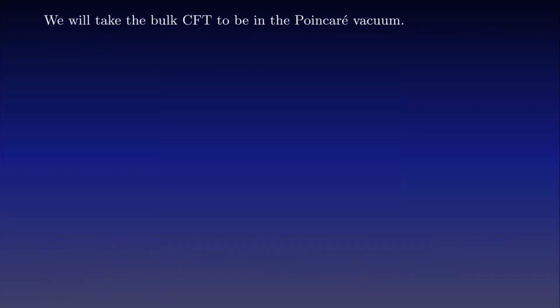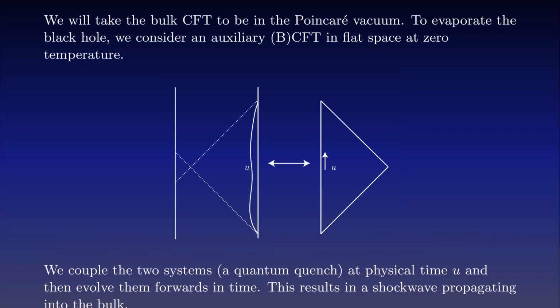So very qualitatively, how do we evaporate this black hole? I'm going to take the bulk CFT to be the Poincare vacuum. And to evaporate the black hole, we're going to consider an auxiliary BCFT in flat space at zero temperature. The way we do this is we couple the two systems at physical time u in the ADS2, which is the time u in the Minkowski space. The effect of coupling results in a quantum quench, which has a shockwave propagating into the bulk. After that, we evolve the two systems forward. As a consequence of that, we are allowing our black hole to evaporate, or you could say we are forcing it to evaporate.